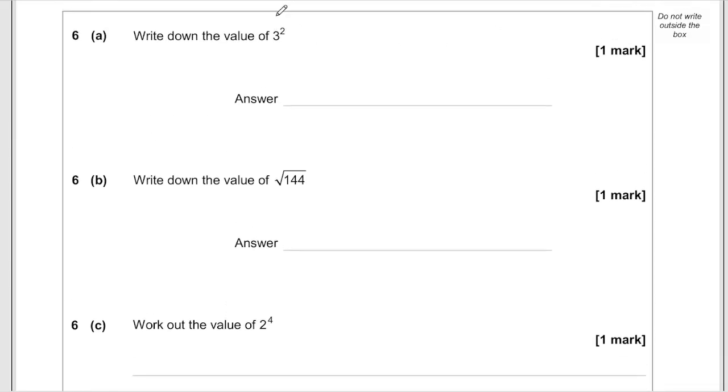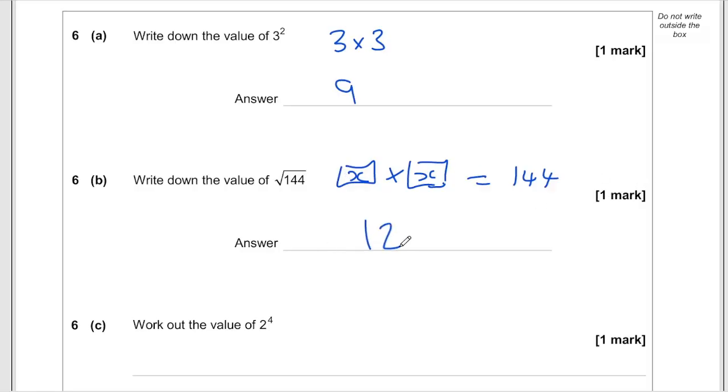Write down the value of 3 to the power of 2. Well, 3 to the power of 2 means 3 times 3. Okay, and that's going to give me 9. The next one, write down the value of the square root of 144. That means something times something equals 144. And these two values have to be the same number. Okay, so x times x equals 144. And it's 12.